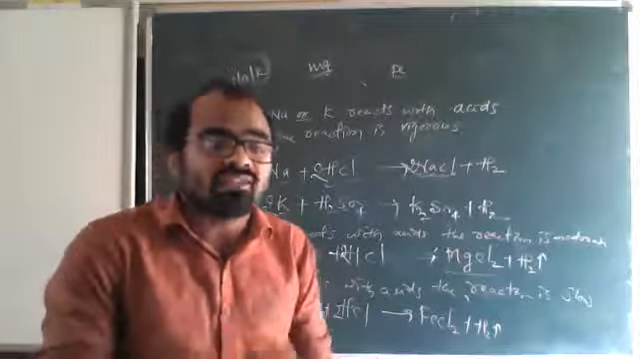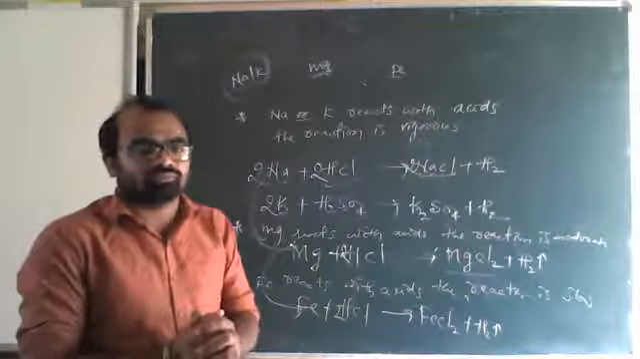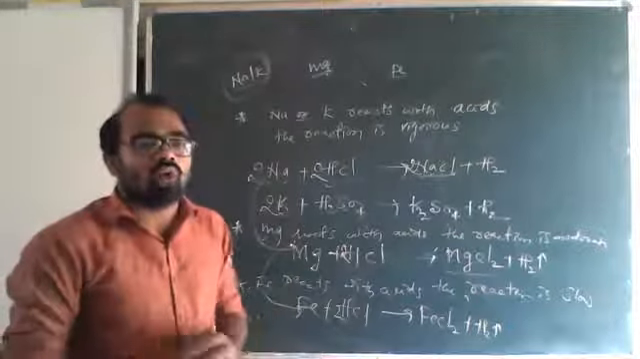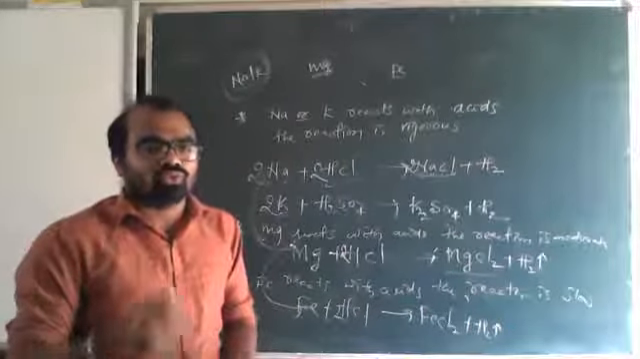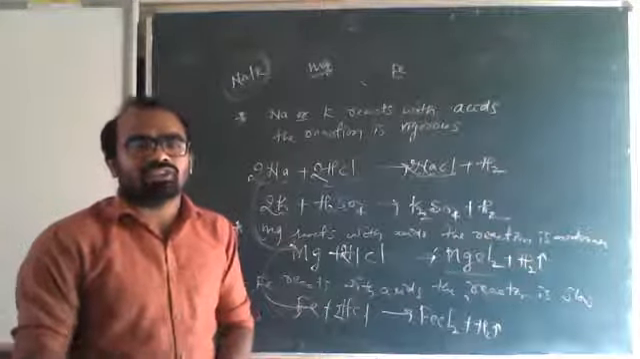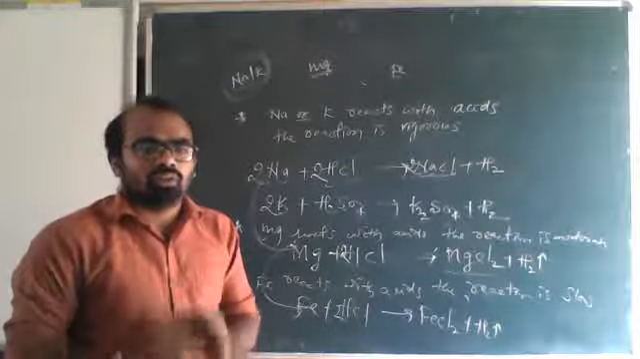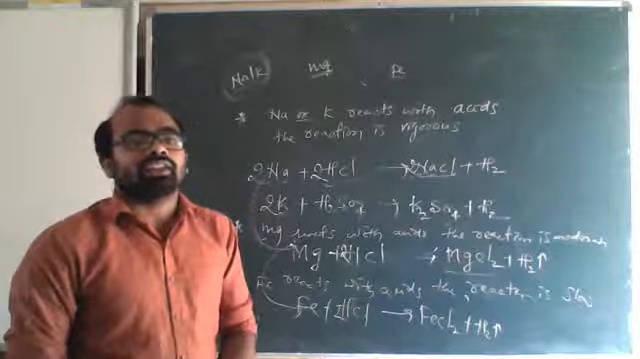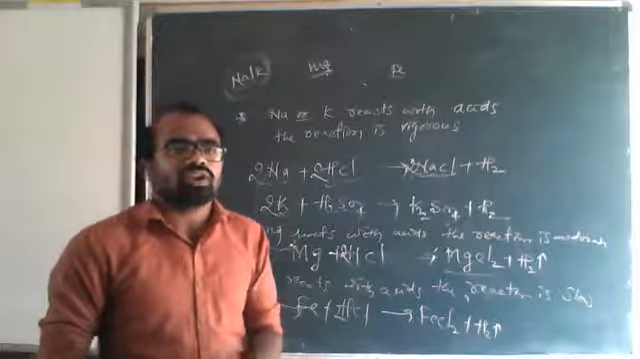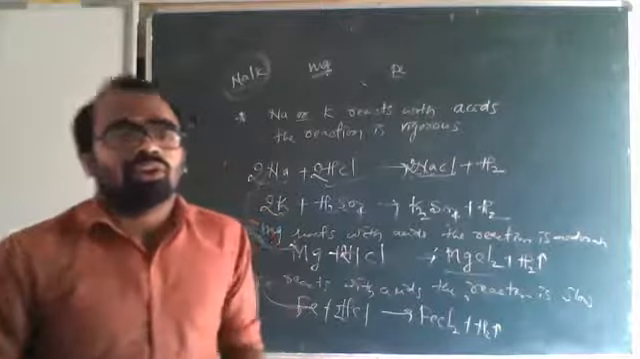So please, you have to consider these three reactions, how they react. Sodium and potassium react very fast with acids. Magnesium reacts moderately. Iron reacts very slowly. So these are the reactions you have to remember.